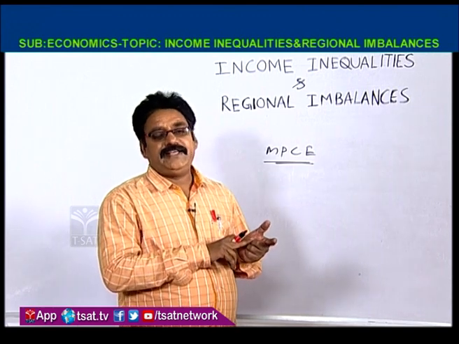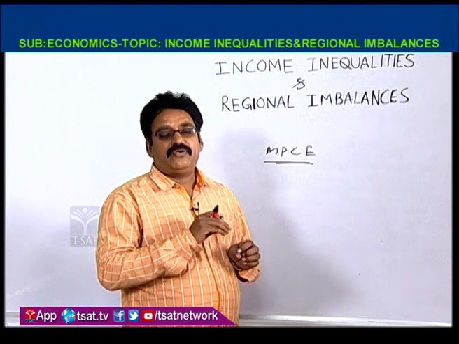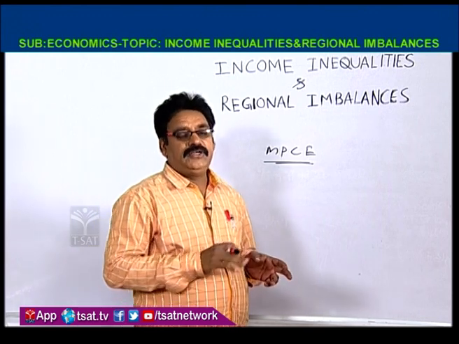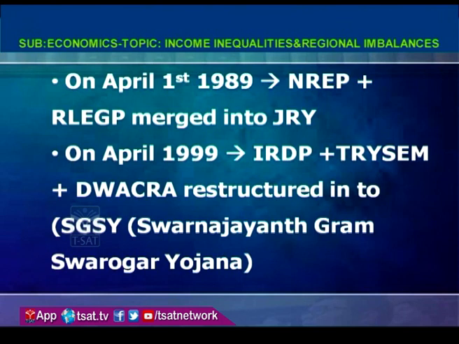These three mainly concentrated on providing employment and at the same time eliminating poverty from rural areas. On April 1st, 1989, NREP, that is National Rural Employment Program, and RLEGP, Rural Landless Employment Guarantee Program, were merged into the JRY, Jawahar Rozgar Yojana.